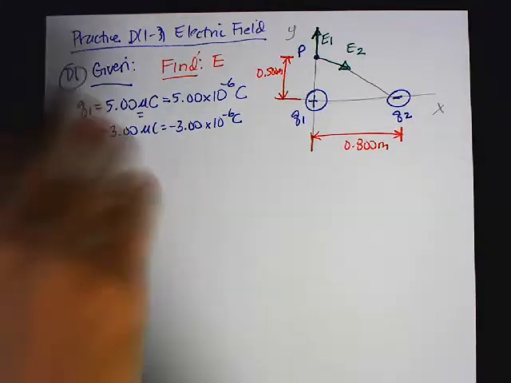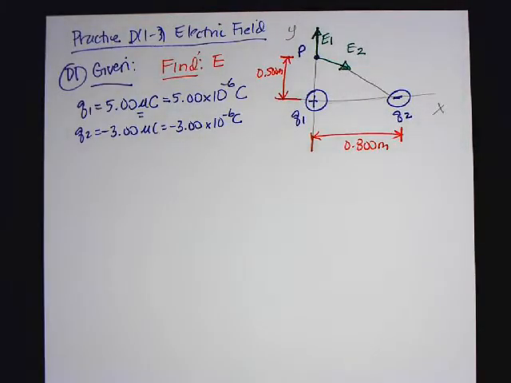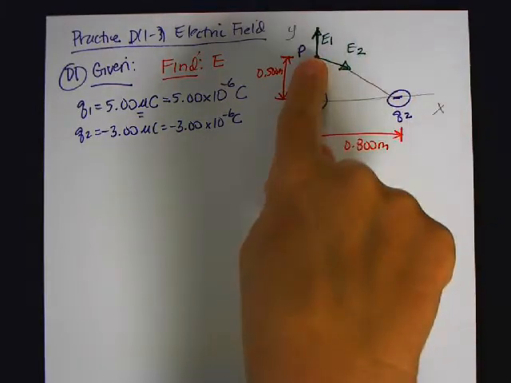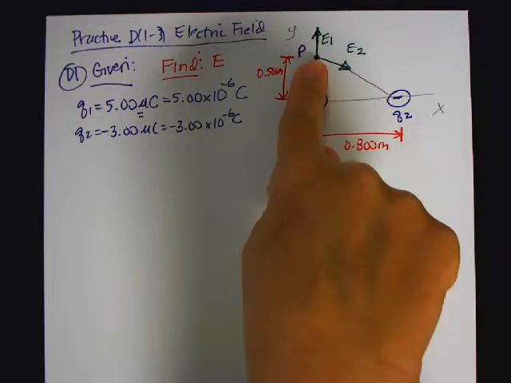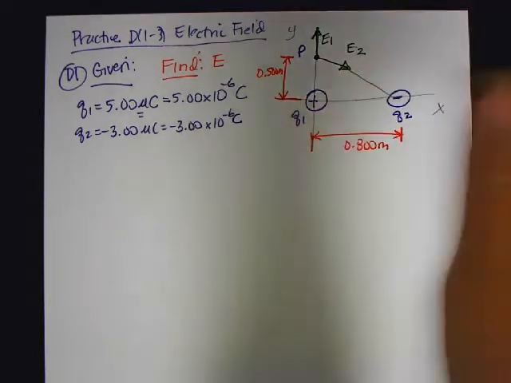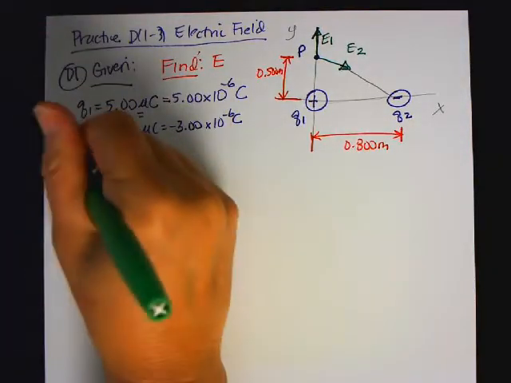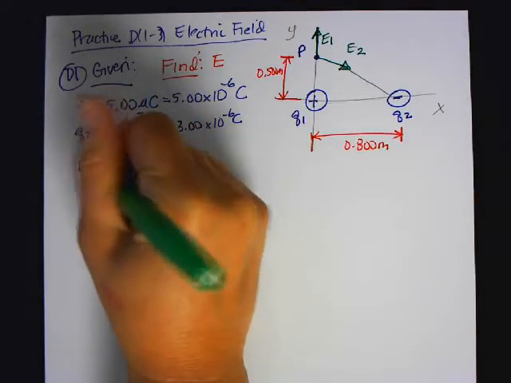So I have my given, I have my picture, and now I'm going to do the math. I want to find the net electric field. So I'm first going to find E1, then I'm going to find E2. Now these are vectors, so they have magnitude and direction. So after I find E1 and E2, then I find the resultant E. All right? So E1 is equal to K Q1 over R1 squared.